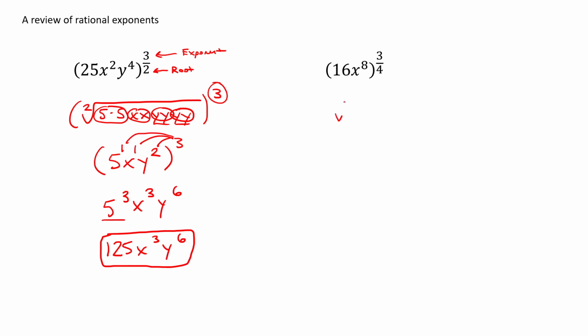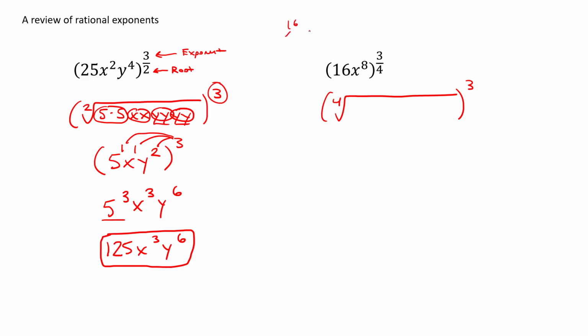We're going to do the same thing on this one. I'm going to start by writing it as a fourth root, all to the third power. The bottom number is the root, the top number is the power. How do I do a fourth root? Same way I do a square root or a cube root. Instead of circling pairs or triples, I'm just going to circle 4 of a kind. That's all. So I'm going to expand it out.